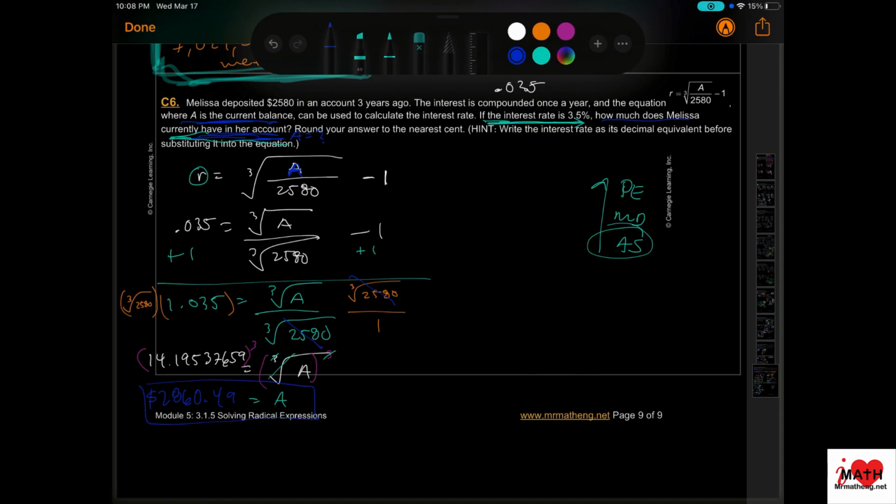That's pretty good, right? She originally put in 2580. She's probably making like, I don't know, almost $300 in interest in 3 years. It's pretty good. $100 of interest a year.